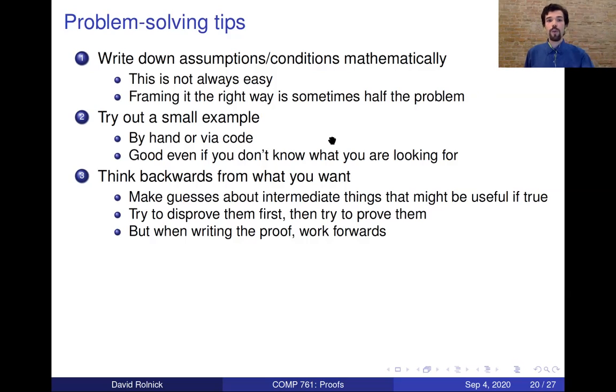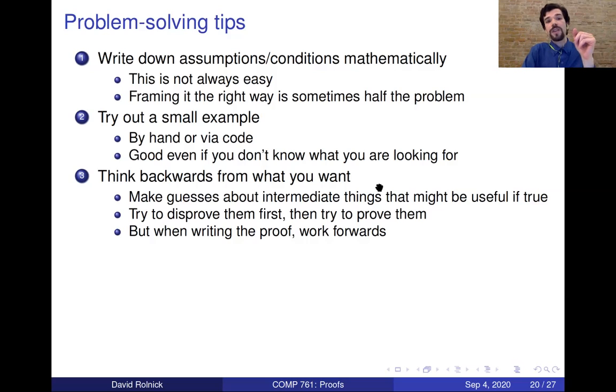So think backwards from what you want. Make guesses about some intermediate things that might be useful if they're true, and then try to prove them. But actually, first try to disprove them. Because generally your intermediate guesses are going to suck, or at least mine do. I generally come up with something and I'm like, what if this were true? That would be great. And then I'm like, that is so not true. And it's not true because I could just do this. But first try to disprove them and then try to prove them. It's sort of like the scientific method. So if they really resist being disproven, then you can try to prove them.